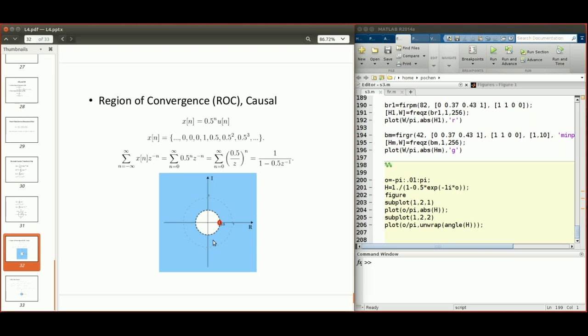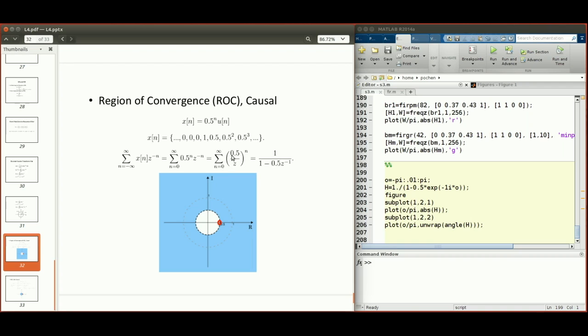So this is a complex plane. The horizontal axis is the real axis, and the vertical axis is the imaginary axis, right? And the region for |z| larger than 0.5 is what? So this is a unit circle. And then this circle represents all the complex numbers with a length equal to 0.5. So z must have a length that's larger than 0.5 for this series to converge, right? And the region for that is all the blue region.